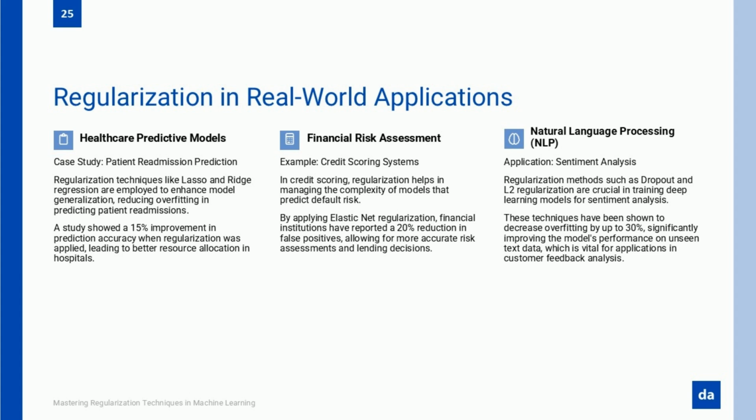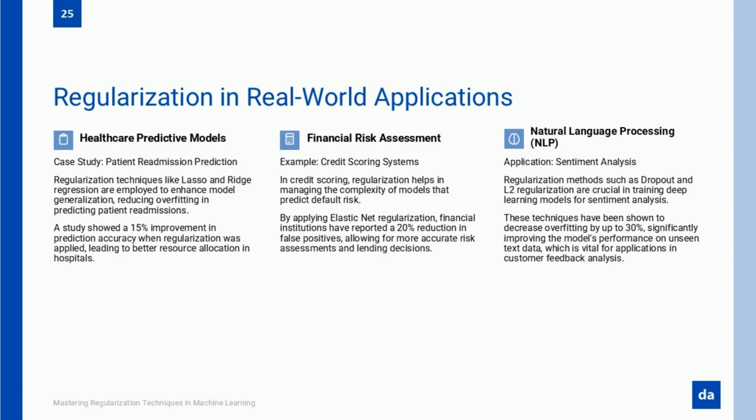Let's start with healthcare. Imagine you're developing a model to predict patient readmissions, a critical task for optimizing hospital resources. Without regularization, the model might overfit to specific patient demographics or hospital-specific data quirks, making it useless when applied to other hospitals or regions. By using L1 and L2 regularization, you can ensure the model focuses on relevant medical features like age, comorbidities, and lab results rather than noise in the data. This reduces overfitting, allowing the model to generalize better to new patient populations.